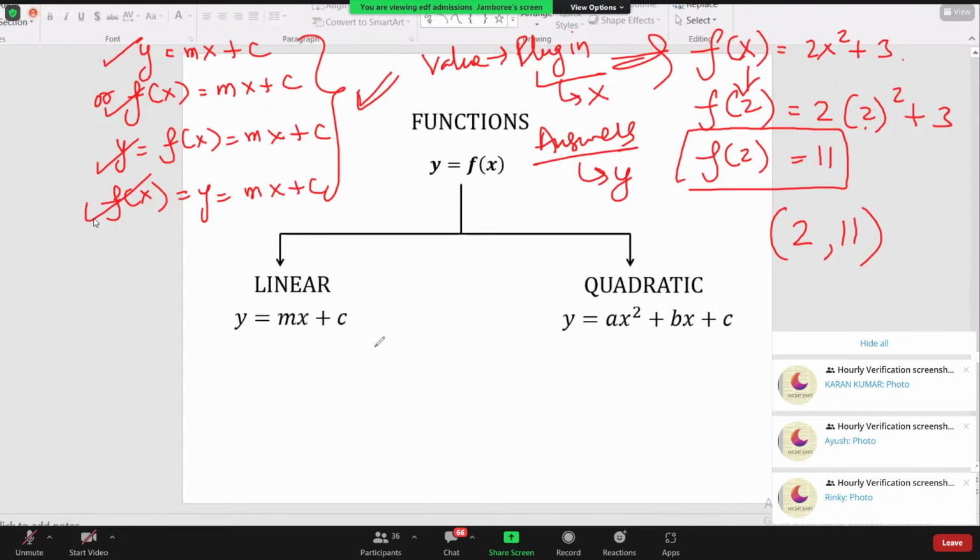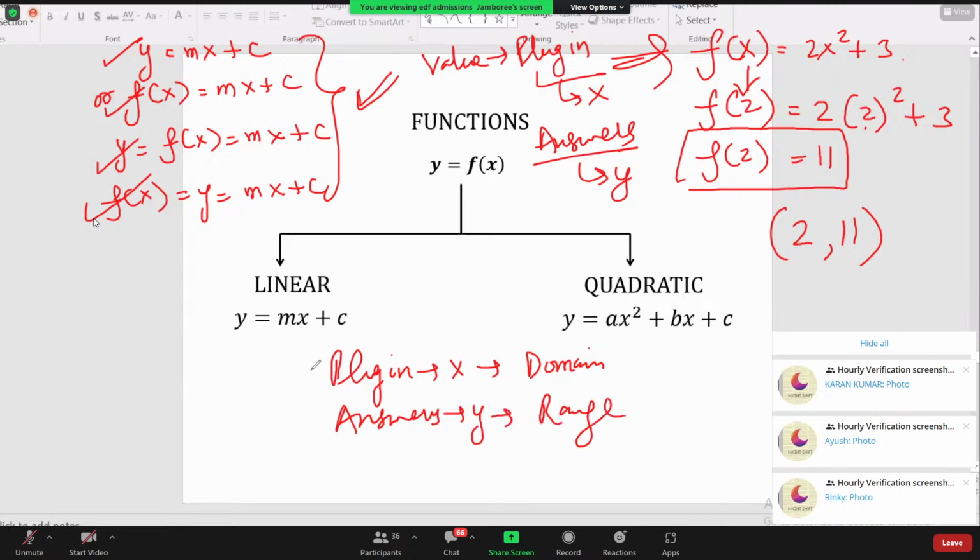Mathematically, this plug-in, which is basically the value of x, is called the domain of the function, and the answers we get, which are basically the values of y, are called the range of the function. But ideally, GRE does not directly test you on the concept of domain and range, so we'll keep that out. Even if the words domain and range turn up, you should know that domain means the values of x which you can plug into the function. Range means the values of y which you will get after solving it out.